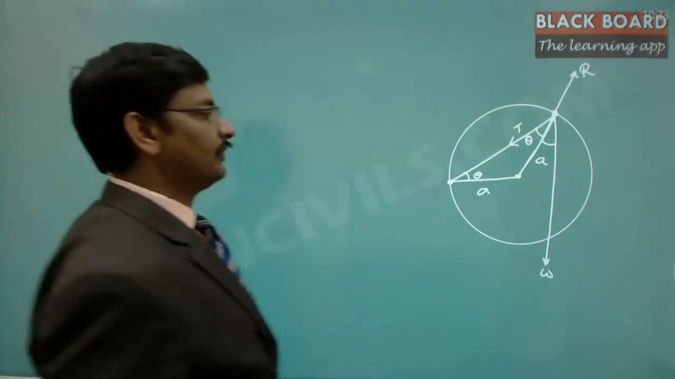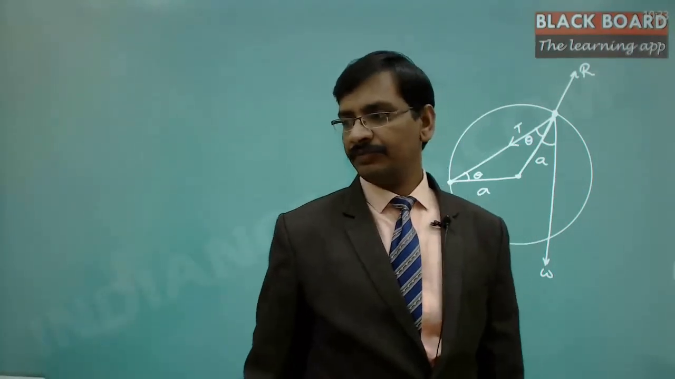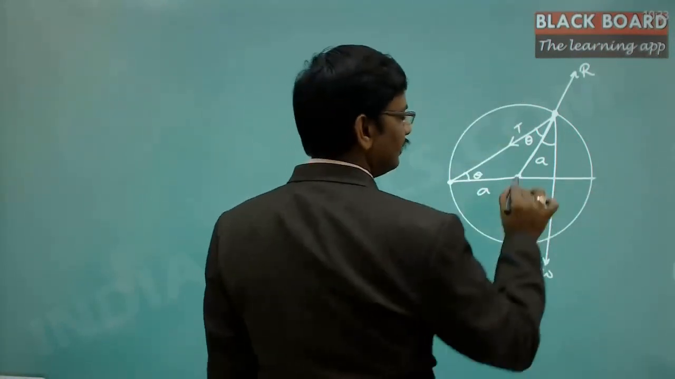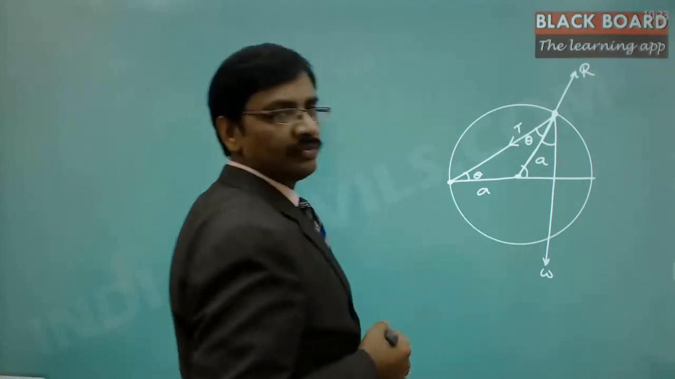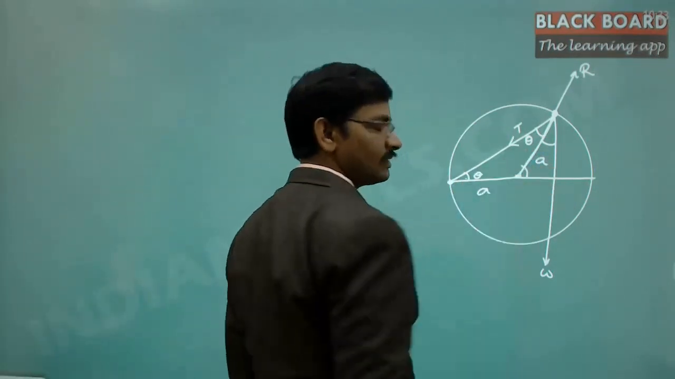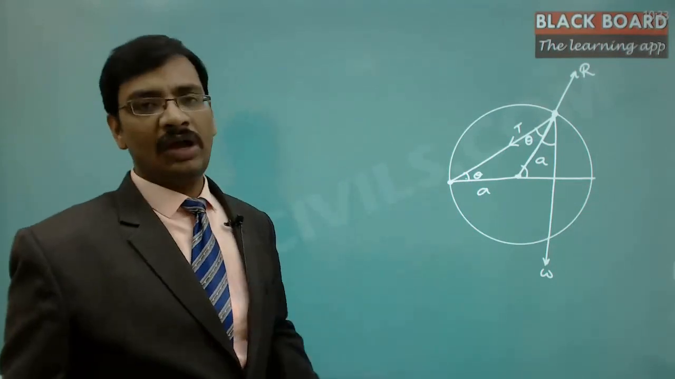Now here actually, what Vikas gave is correct. If you notice, if I extend this line, this angle will be 2 theta. This is the exterior angle of the triangle, which is equal to the sum of these two angles. So actually you don't need to have that knowledge also.